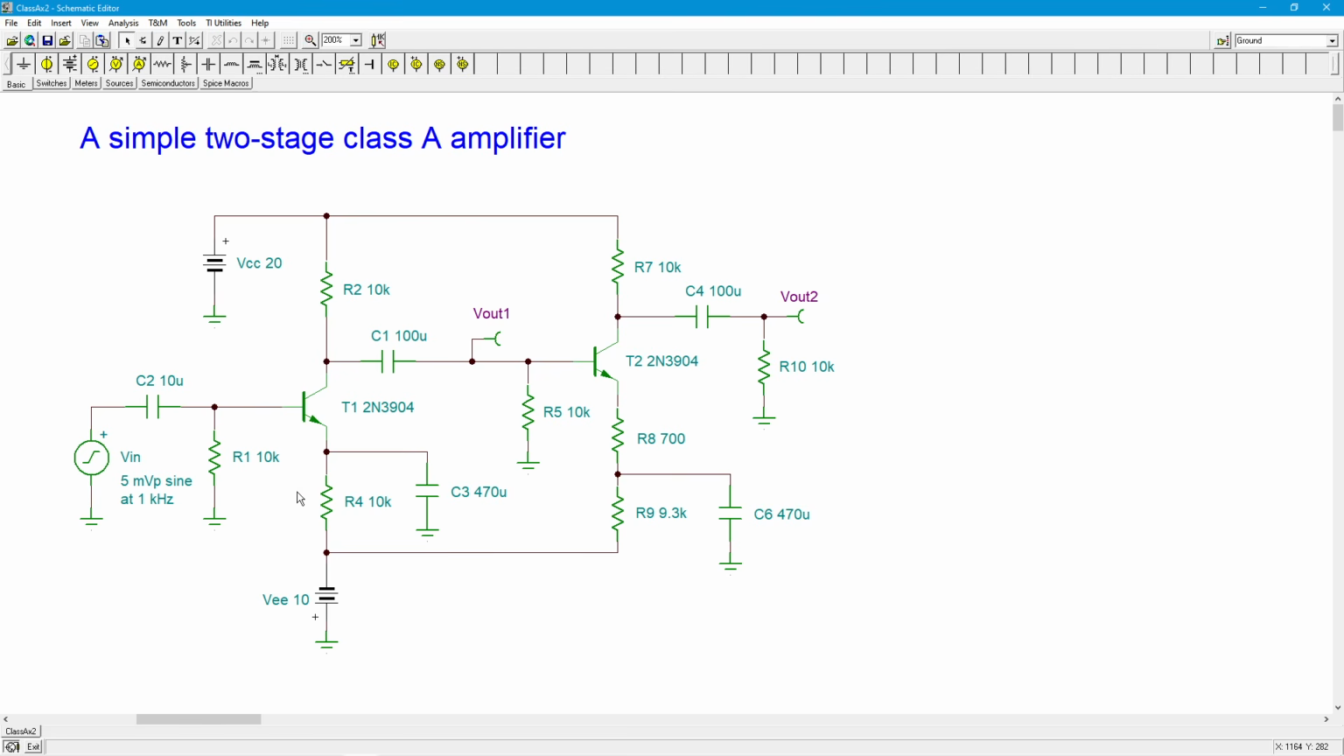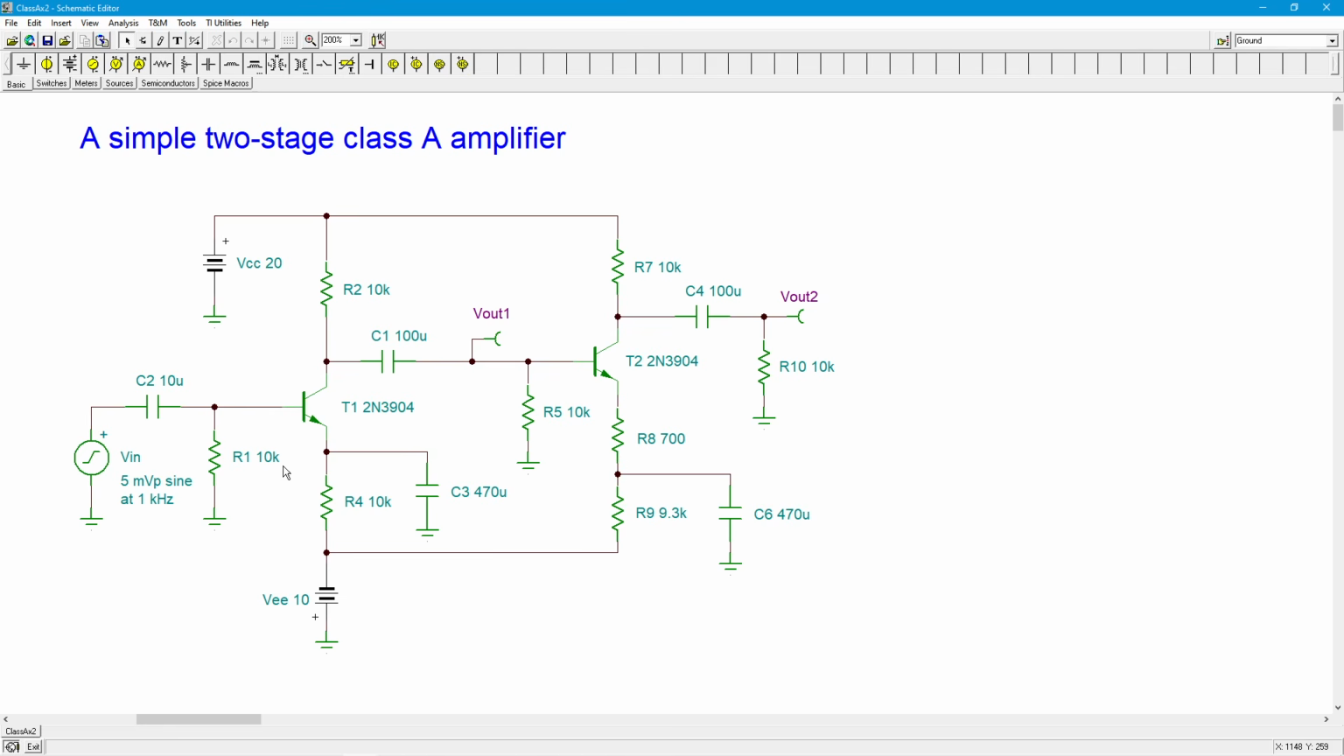The emitter resistance is a single 10K here, no swamping. And on the second stage, it's a total of 10K for DC, 9.3K plus 700. I realize these are not standard values, but that's not really what I'm going after here. So this is still 10K for DC. It's just that it's going to be swamped in the AC case.